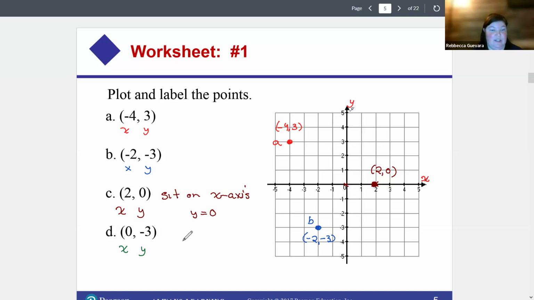Now in the other case, x is 0. So if you look at your x's, this is where x is 0. And if we look at y, it's here, -3. So this is where 0, -3 is. So when your x is 0, we sit on the y-axis. That's something to remember because we use that later for something called intercepts. So we know if my y is 0, then my point has to sit on the x-axis. If my x is 0, then my point sits on the y-axis.